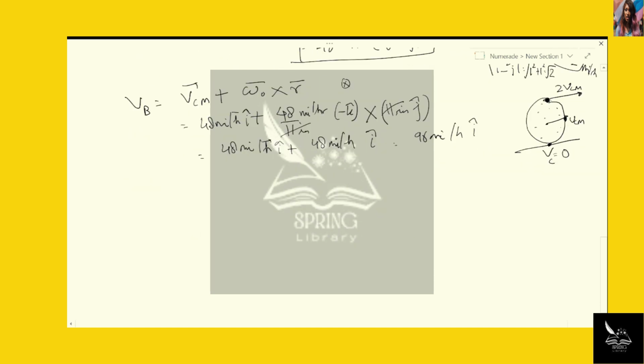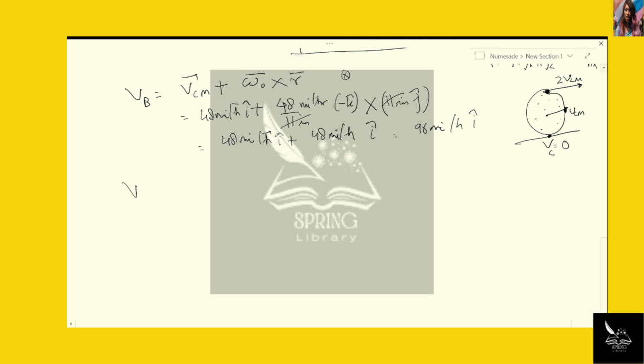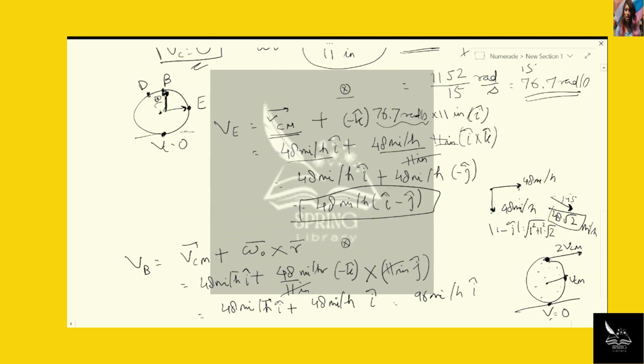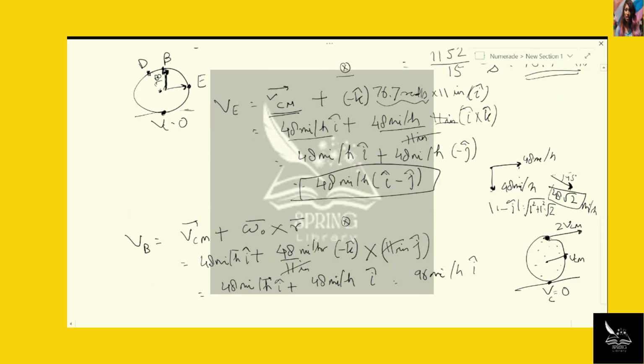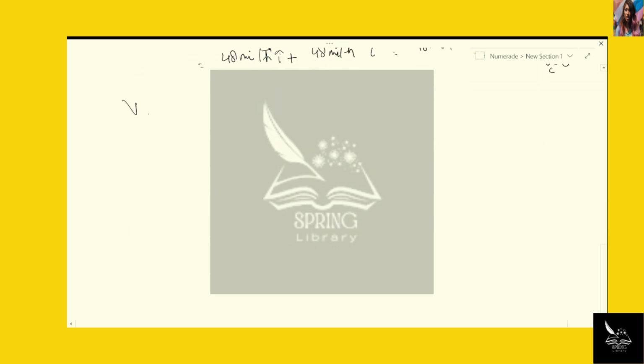Okay, now let us look at the non-trivial one, which is at an angle of 30 degrees, the point D. Let's draw this diagram again so that you remember VD. So this is our wheel at 30 degrees. You want the velocity at this point. Okay, so again, VD will also be the velocity of the center of mass plus omega cross R.